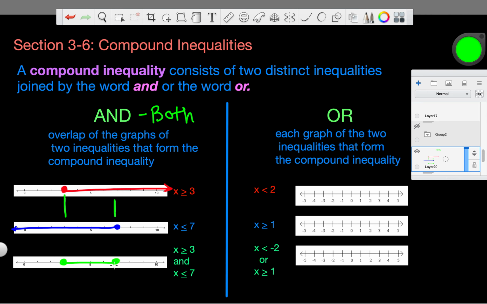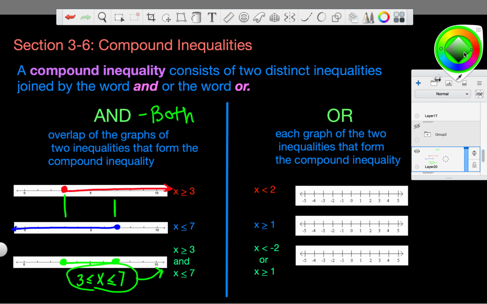So another way that you can write this is that x is between 3 and 7. So 3 is less than x, and x is less than 7. So this is another way that you can write this and statement, okay?